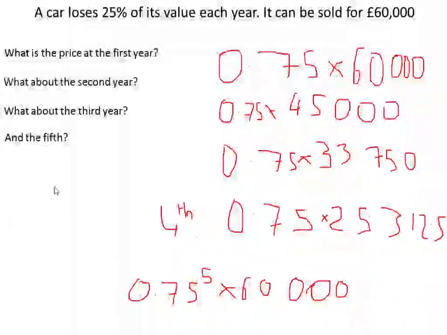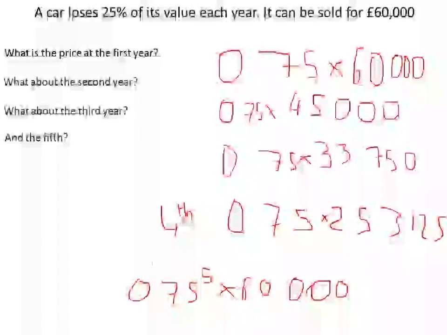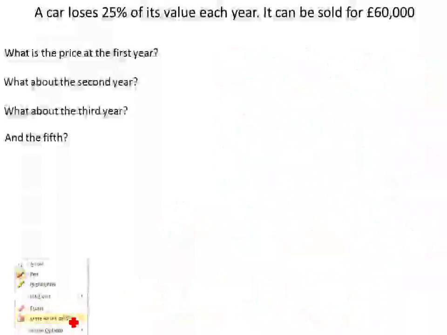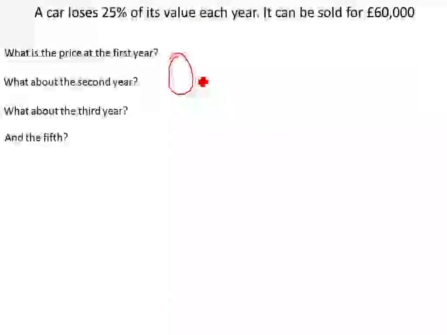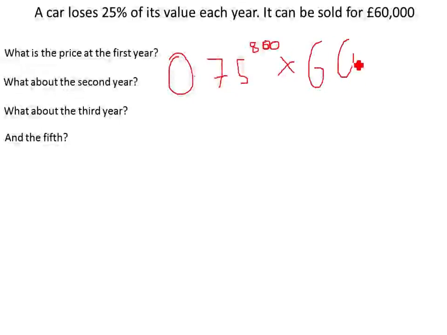Now, of course, if I had a car that's in perfect conditions and it's 800 years old, I'm sure it'd be an antique. But just for this question, if it was 800 years old, that means I'm going to have to do 0.75 to the power of 800 times 60,000.